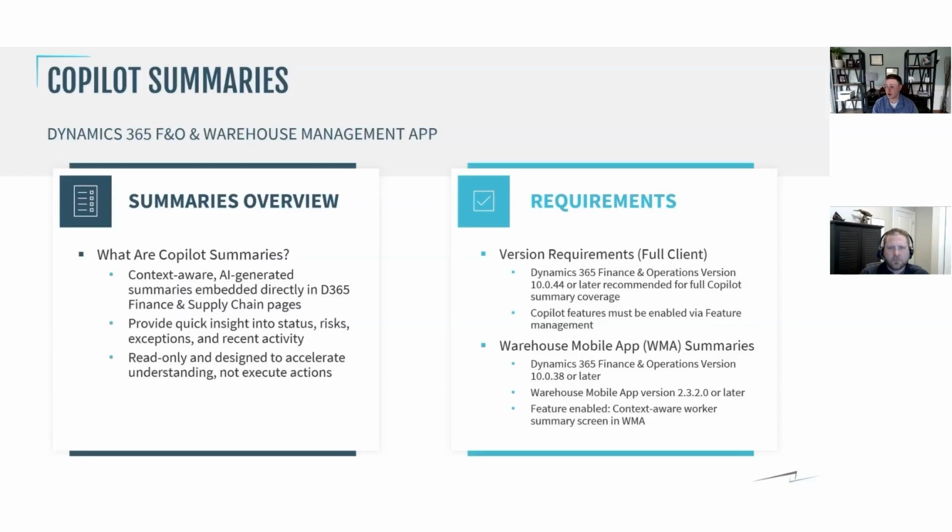As far as requirements, so you have to be on the 10.0.44. Copilot features must be enabled in feature management. If you want to see the summaries within the warehouse mobile app, that's a little bit of a different configuration. So you just have to be on that warehouse management app 10.0.38 or later as far as finance operations. And then the app version is the 2.3.2 or later. And again, within the app itself, you need to have that context aware worker summary screen feature enabled.